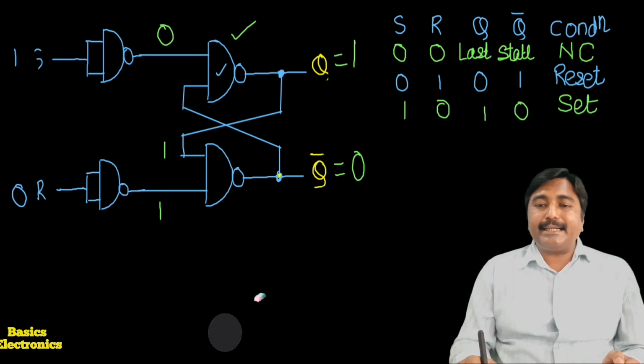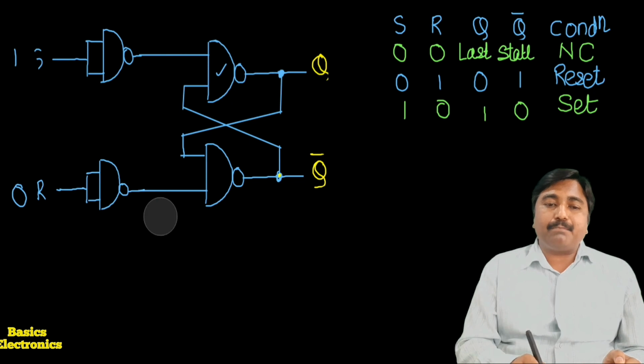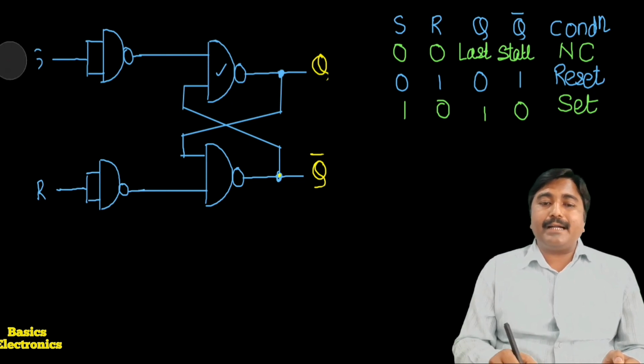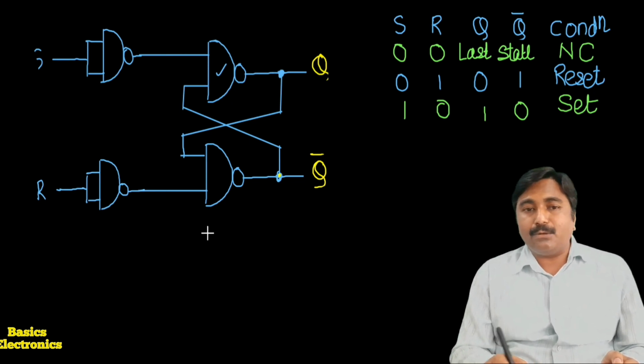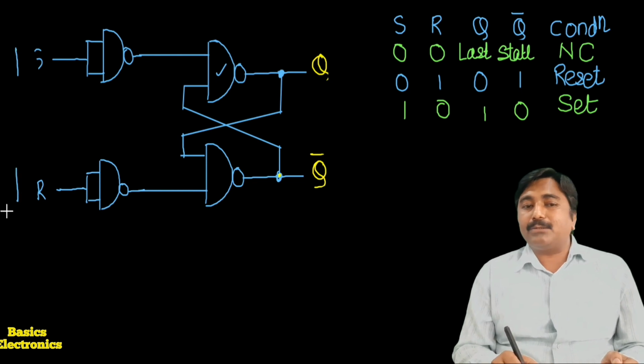We get the set condition in the NAND gate flip-flop, the previous NAND gate flip-flop, as well as in the NOR gate flip-flop, when S equals 1 and R equals 0. Now we apply S equals 1 and R equals 1.